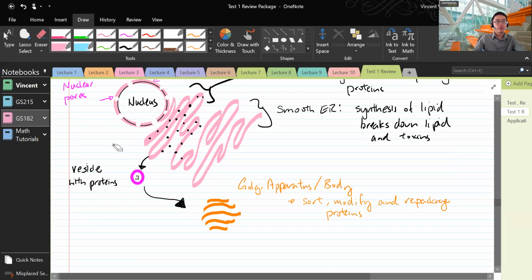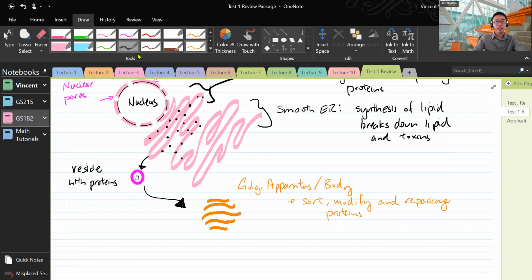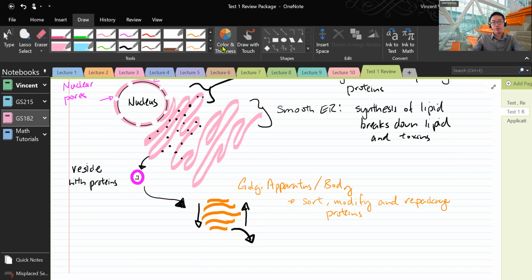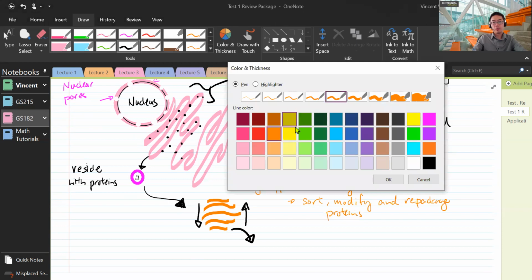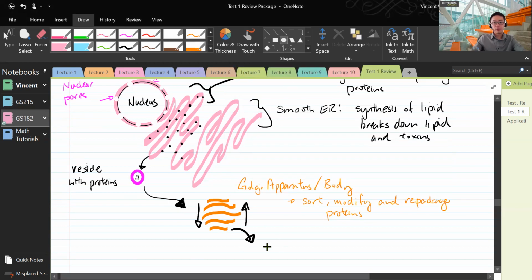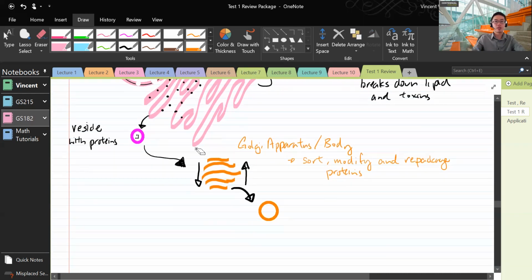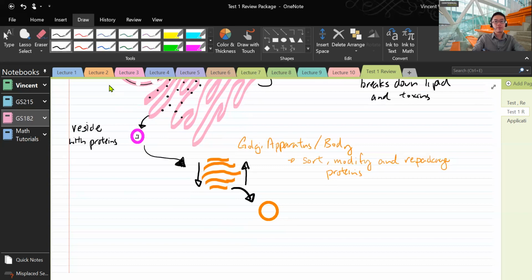So the vesicle is going to come and it's going to get passed down the Golgi body, and then some might get shuffled back. So it goes back and forth a couple of times, and then eventually it is going to be perfect, and it will be repackaged into a new vesicle that would come off like that. Okay, so this is the finished product.